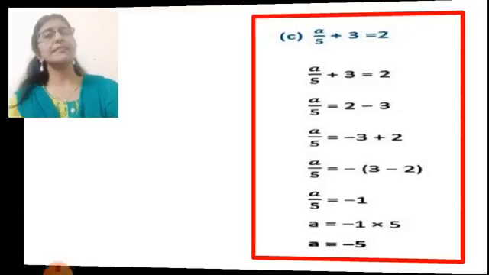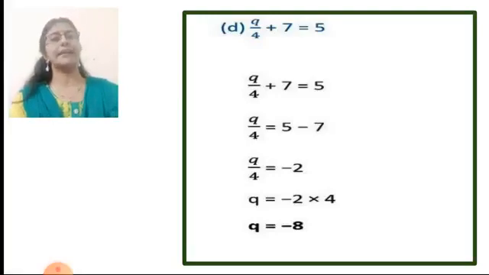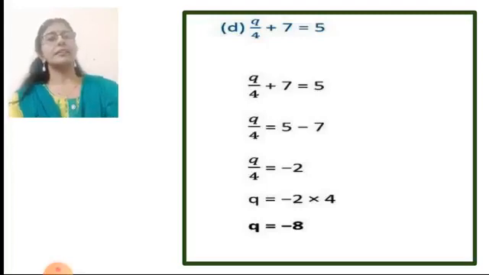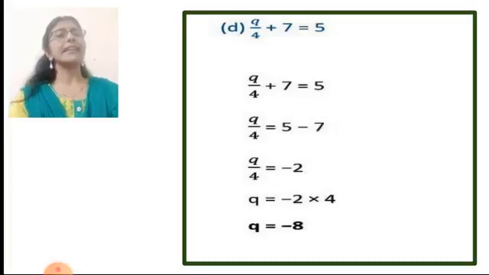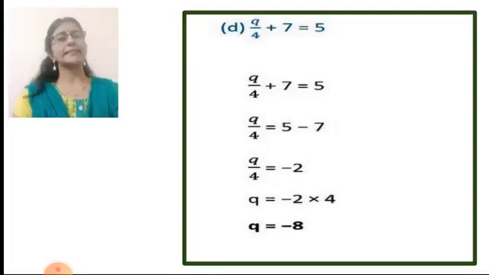Now let us go to the next question. Next equation is q upon 4 plus 7 is equal to 5. So we will write down the equation again, and first we will write down the term with the variable on the left hand side. So we'll write q upon 4 on the left hand side, and on the right hand side you can see 5 is already there. So we'll write 5 first, and then 7 we will take to the right hand side of the equation. 7 is plus on the left hand side, so when you take it to the right hand side it will become minus. So it will be 5 minus 7.